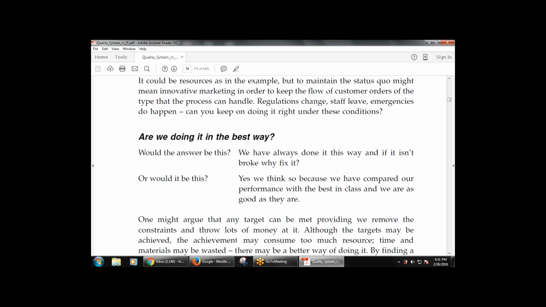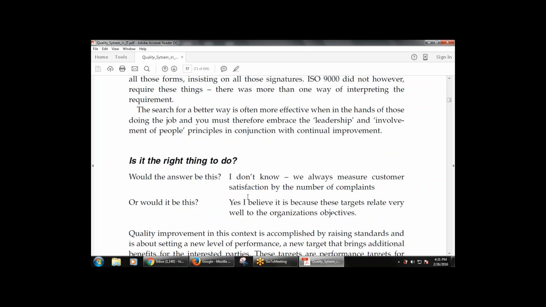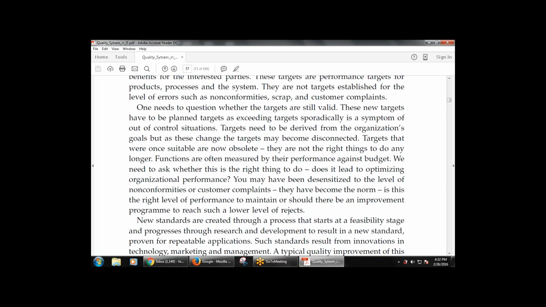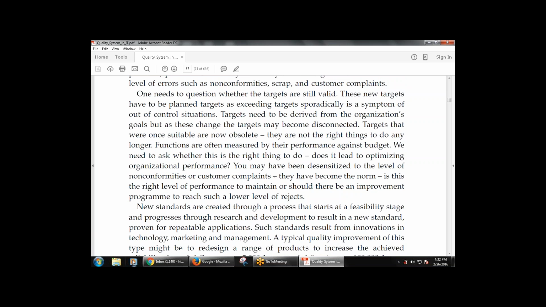Is it the right thing to do? That means, is it the right thing to do or not? So measure customer satisfaction to see whether that is the right thing or not. This is also one of the activities that is carried out, to check whether it is going in the right direction or not.